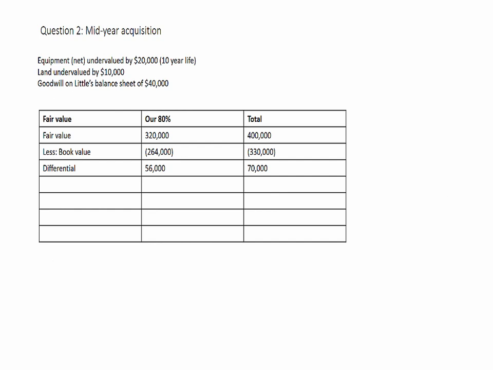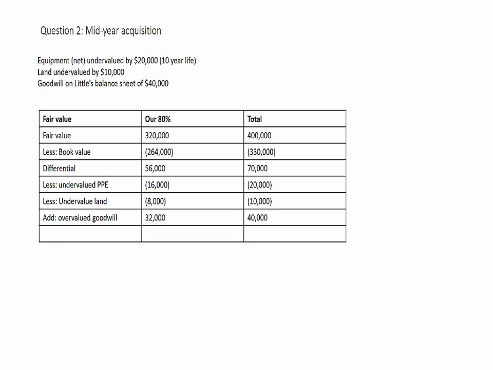Okay, so let's go ahead and go through our differential analysis. So again, the fair value, our share cost $320,000, the total is $400,000. The book value that we determined to be $330,000, our share is $264,000, giving us a differential of $70,000 total, our share $56,000. So first we subtract out the undervalued property, plant, and equipment. We subtract out the undervalued land.